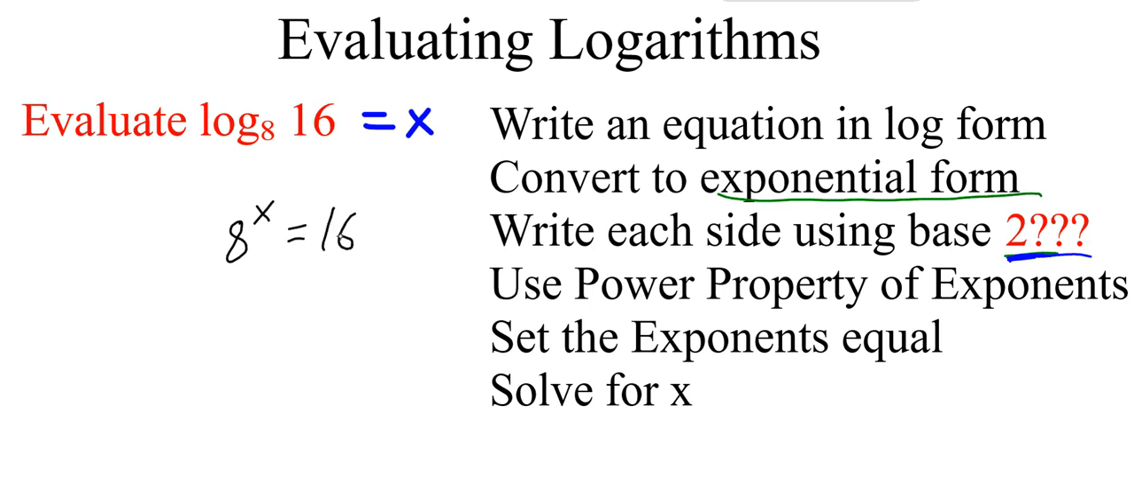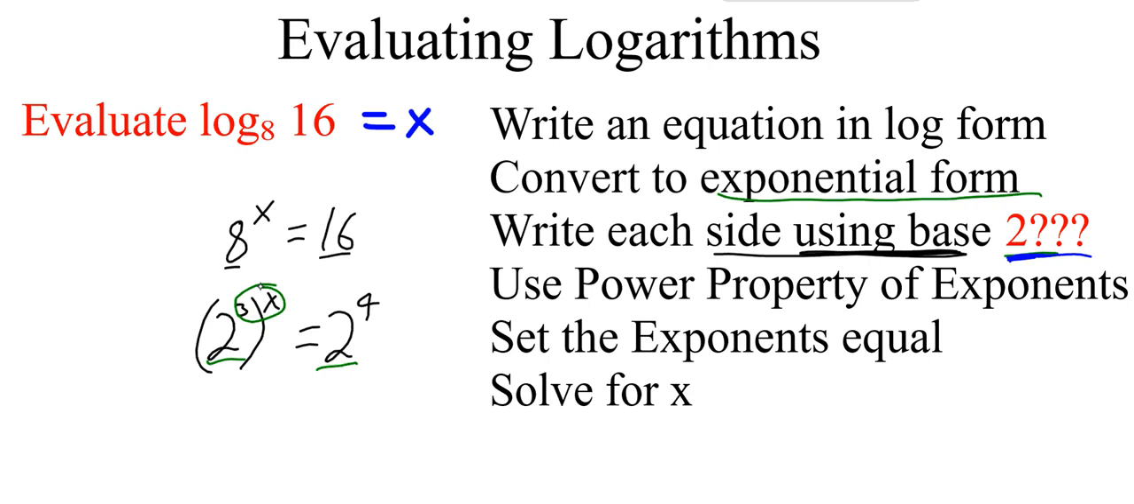Now we're going to write each side using the same base. For this one, it's base 2 because 8 and 16 are powers of 2. 8 is 2 cubed, to the x. I'm just replacing that. And 16 is 2 to the 4th. Now that I have the same base, I can use my exponent rules and say that 3x has to be equal to 4. So if I divide both sides by 3, I see x is equal to 4/3.